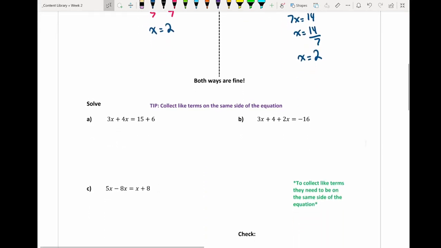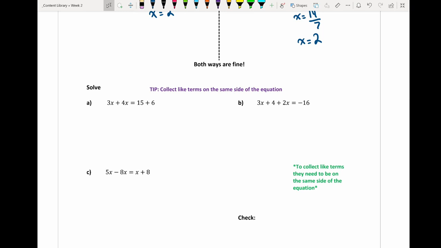So when we move into solving multi-step equations, a multi-step equation is when we have multiple variable terms. So if I look at the first example, I can see multiple variable terms with 3x and 4x. So the tip, or the thing that we have to do, and we can see it here, is we have to collect like terms on the same side of the equation. So in order to solve a multi-step equation, we need to collect our like terms and make sure we only have one variable term.